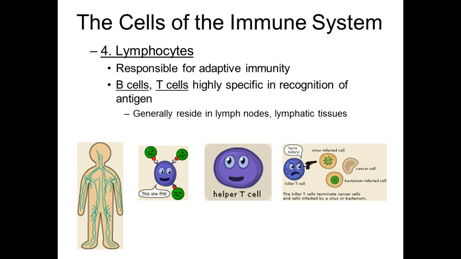So then, our natural killers, the difference here is they lack specificity. They can't recognize a specific invader. But they obviously are good at killing. So something tells them who to kill. But they don't figure that out on their own.